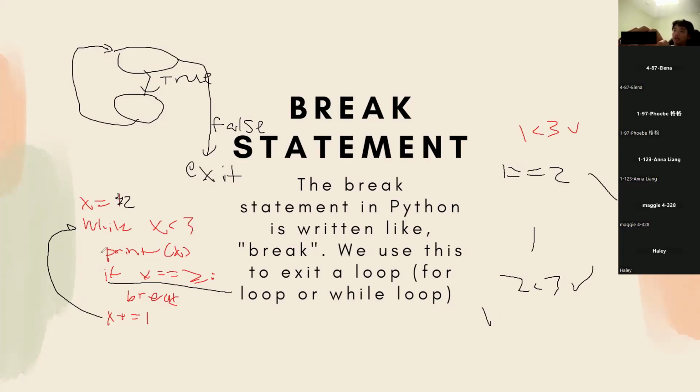Now we go line by line. So print x, print two. We're going to print two. And if x equals two, it is, so we go inside this statement and we break. And once we break, we just exit immediately. Does that make sense?